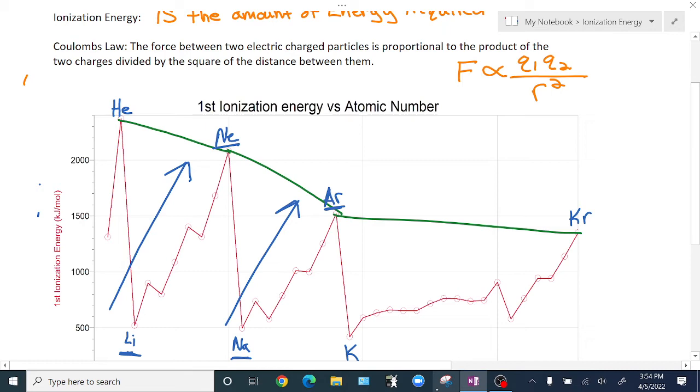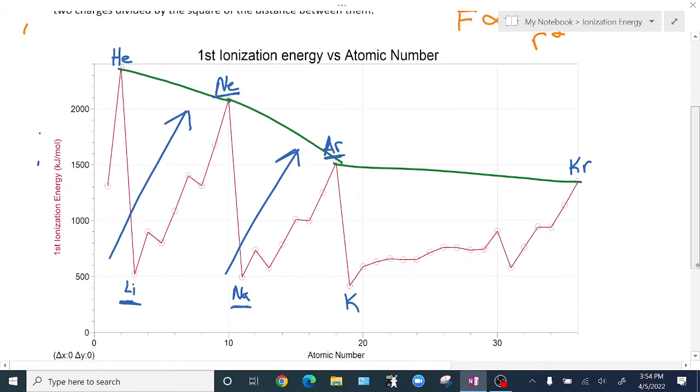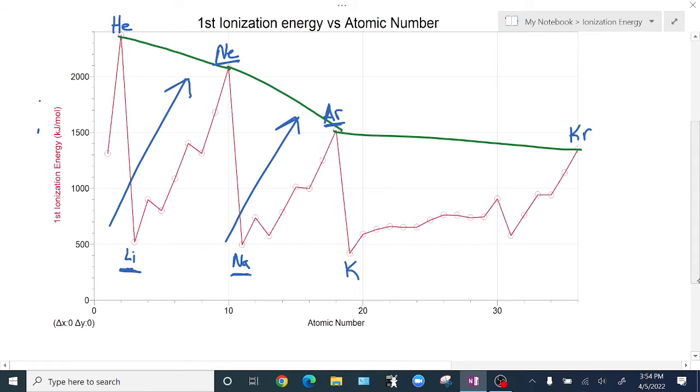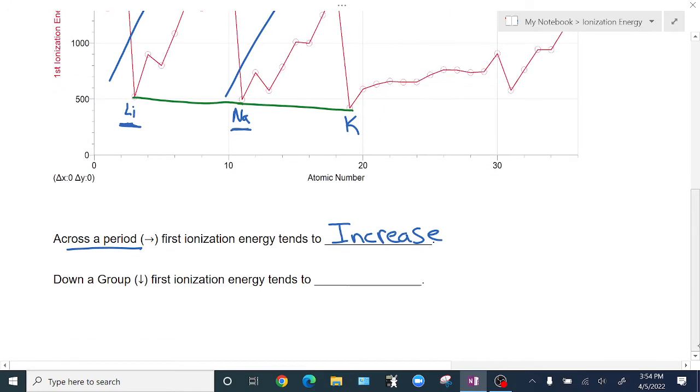Now let's check another group. We could pick any group, but I'm going to pick the alkali metals, the first group on the periodic table. From lithium to sodium it's only a slight decrease, but it is a decrease. And then from sodium to potassium, again we see that decrease. So let's label that one on our worksheet. As we go down a group, the first ionization energy tends to decrease.